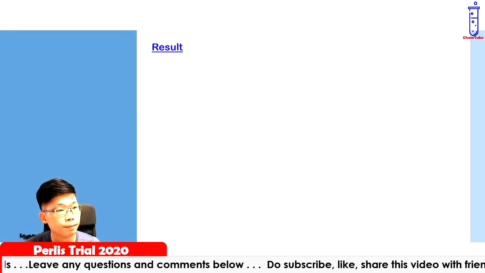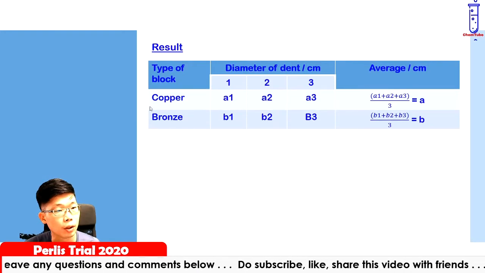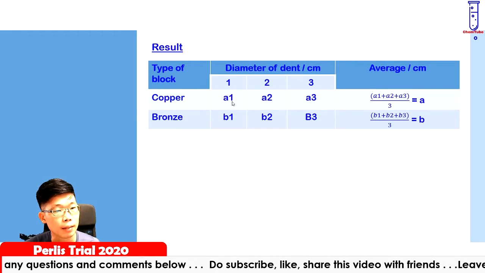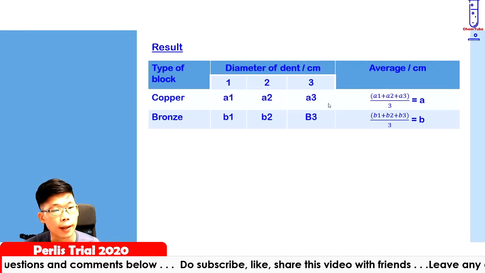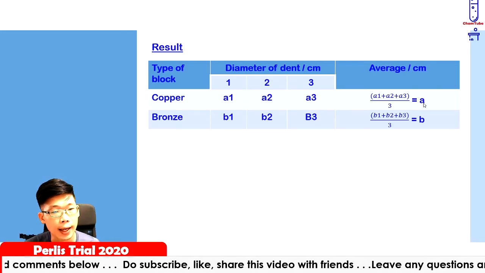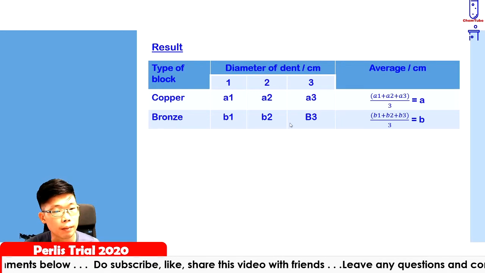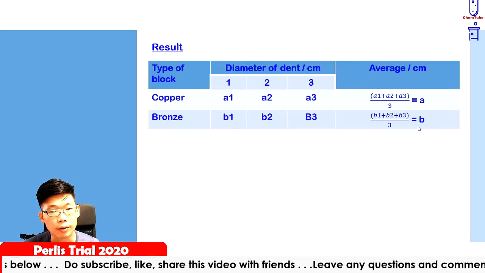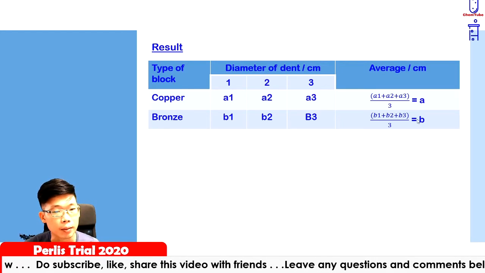Okay. Then the results. So let's say for the copper block we do 3 times: A1, A2, and A3. Then we take the average, divide by 3. Let's say it's A. Then for bronze, it's B1, B2, B3. Divide by 3, we get B centimeters.